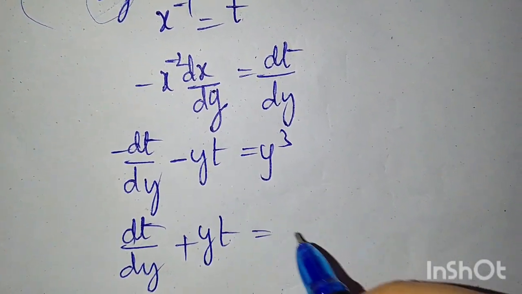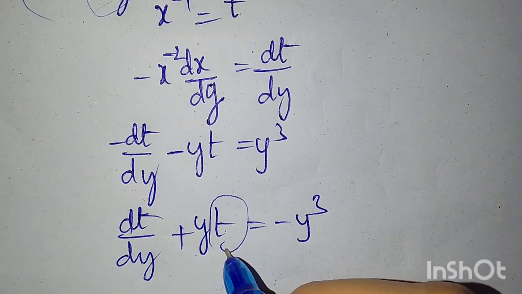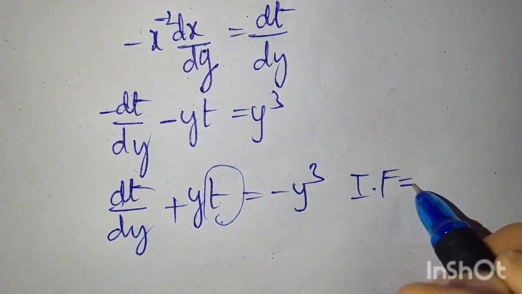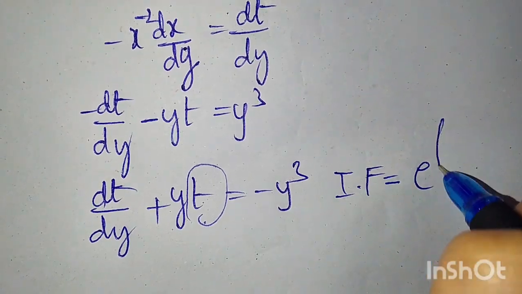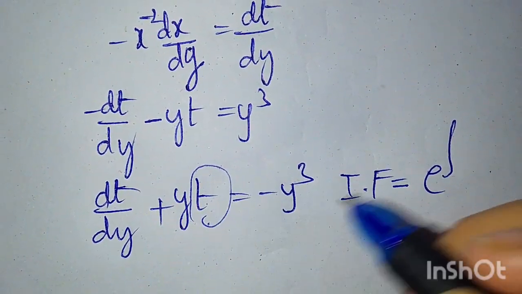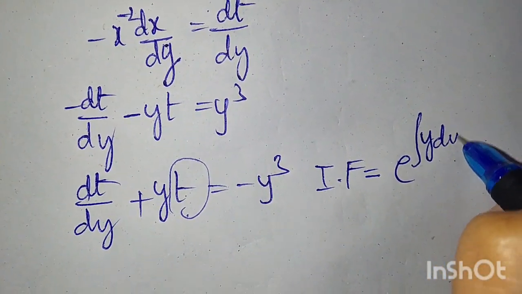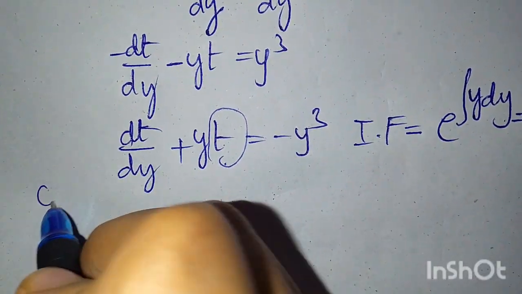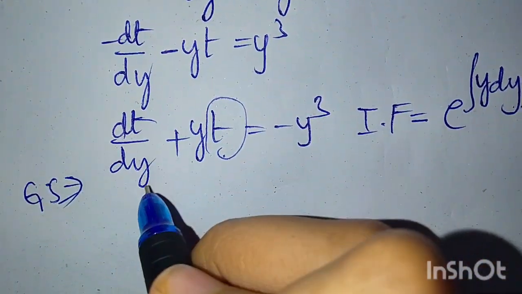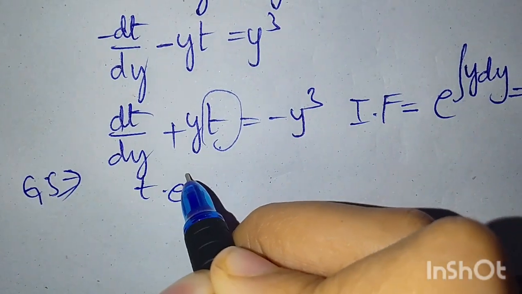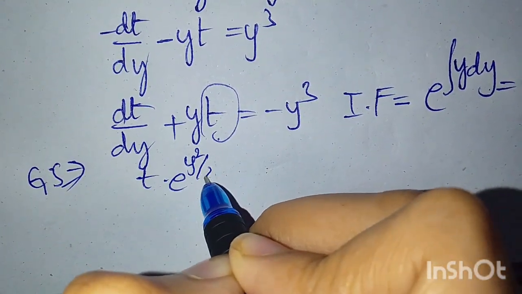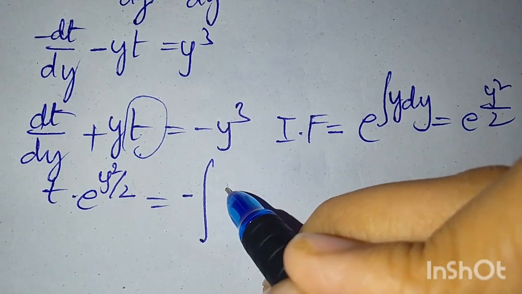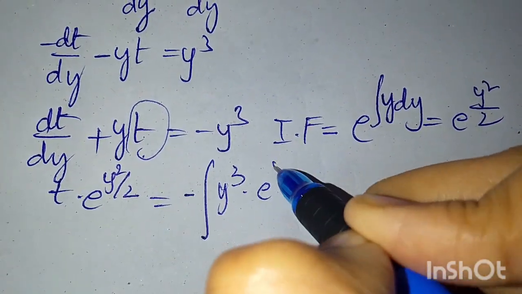See, t came only one time. So now what is the integrating factor? e power integral of p dy. So what is p? y dy, which is e power y square by 2. So the general solution will be t into integrating factor is equal to integral of q, minus y into e power y square by 2 dy.